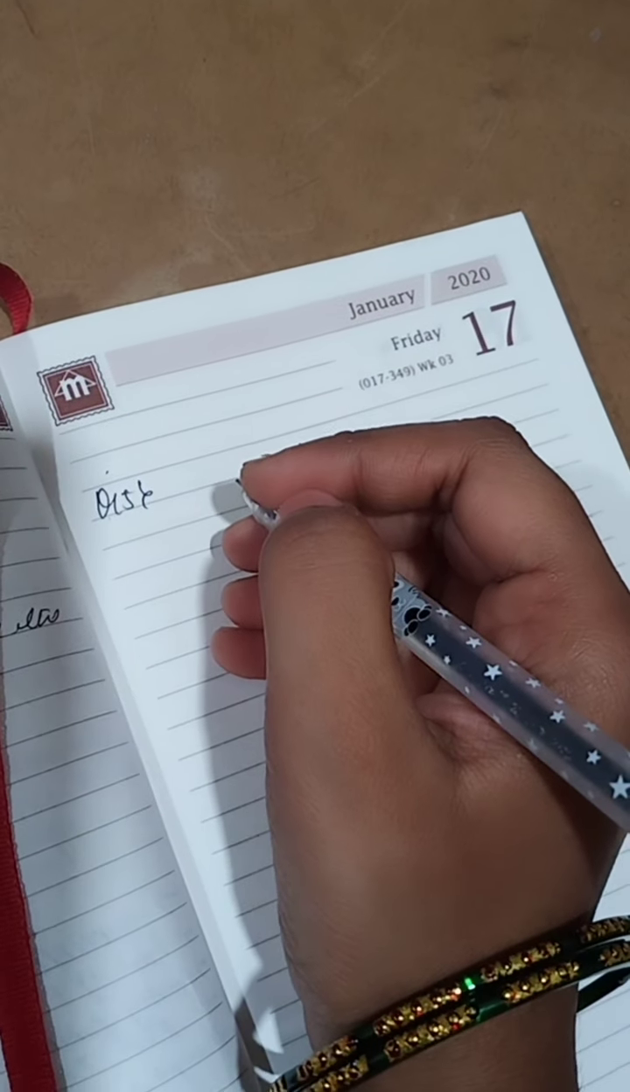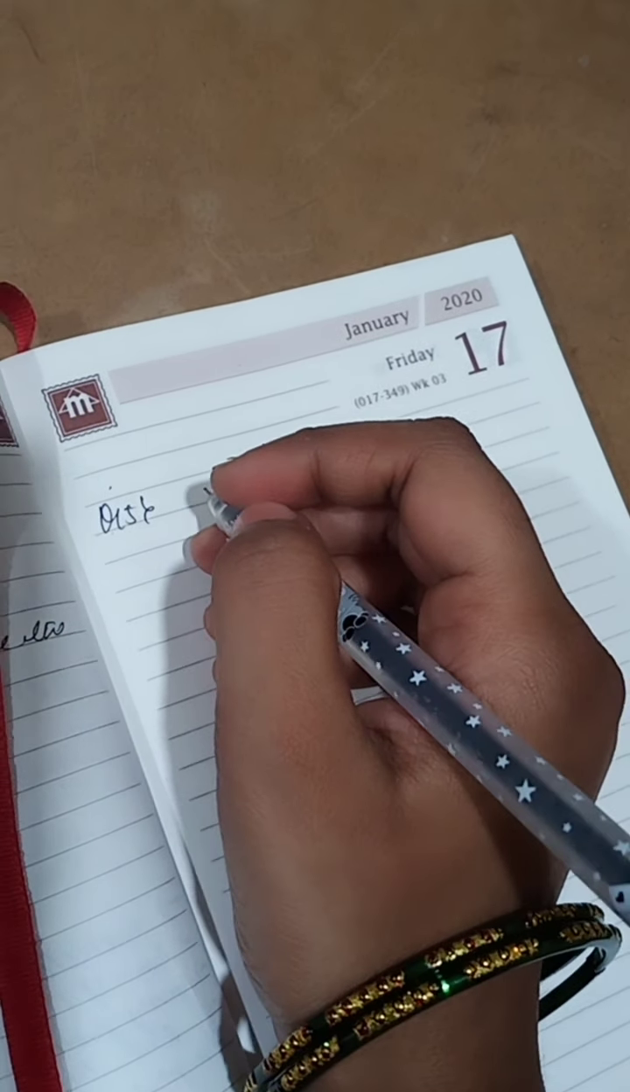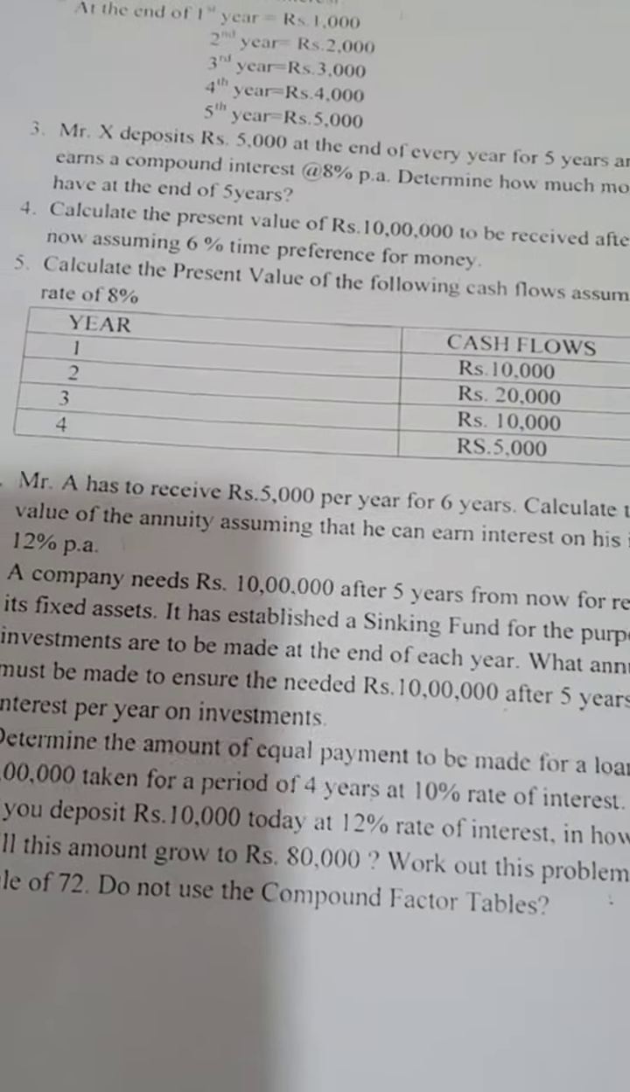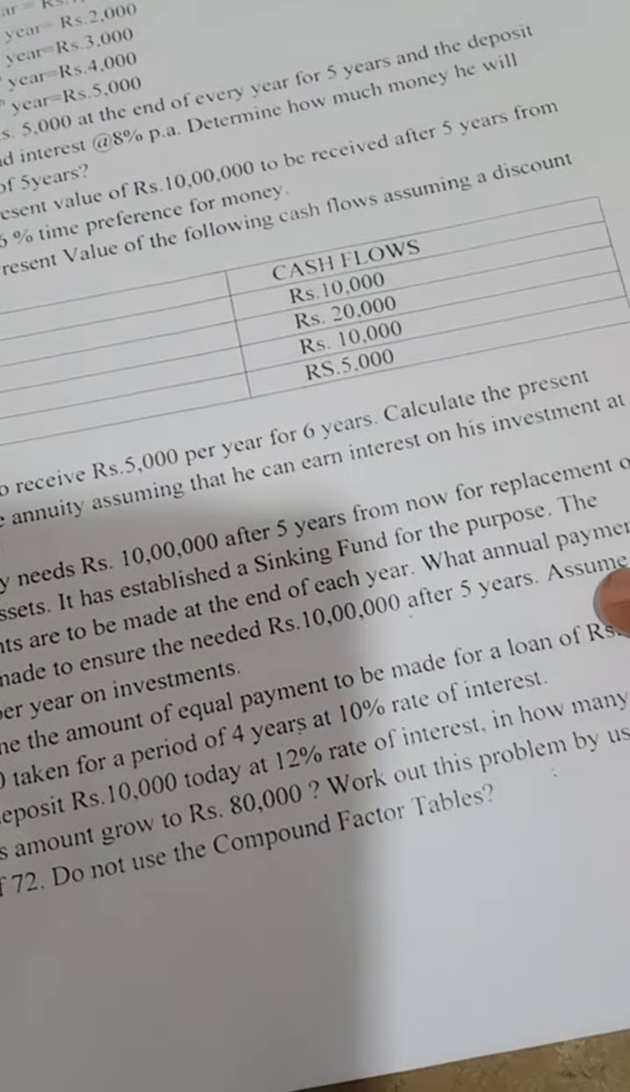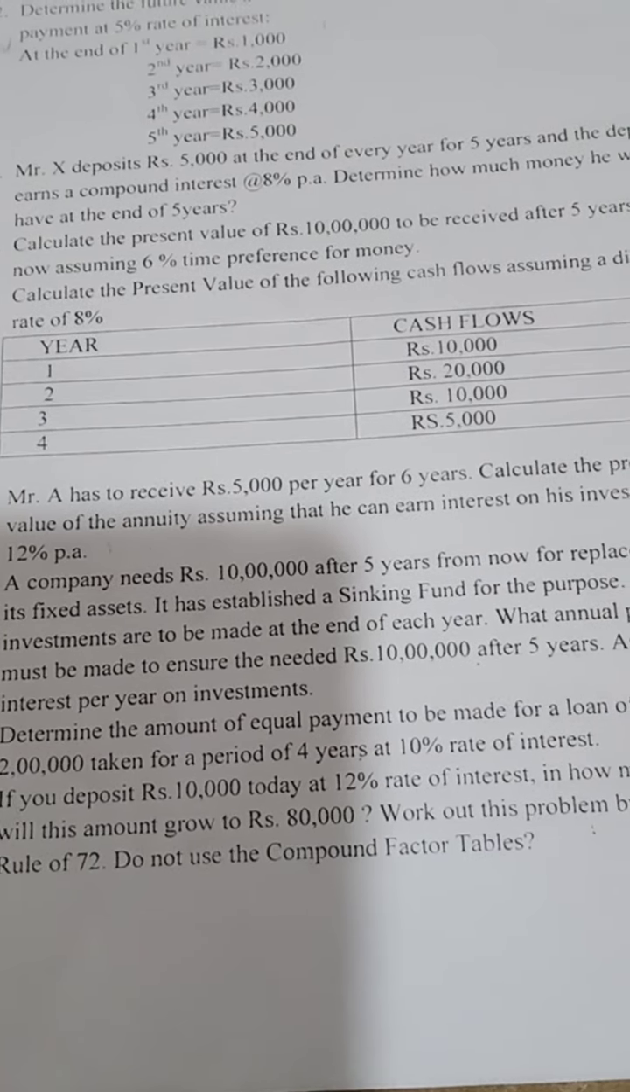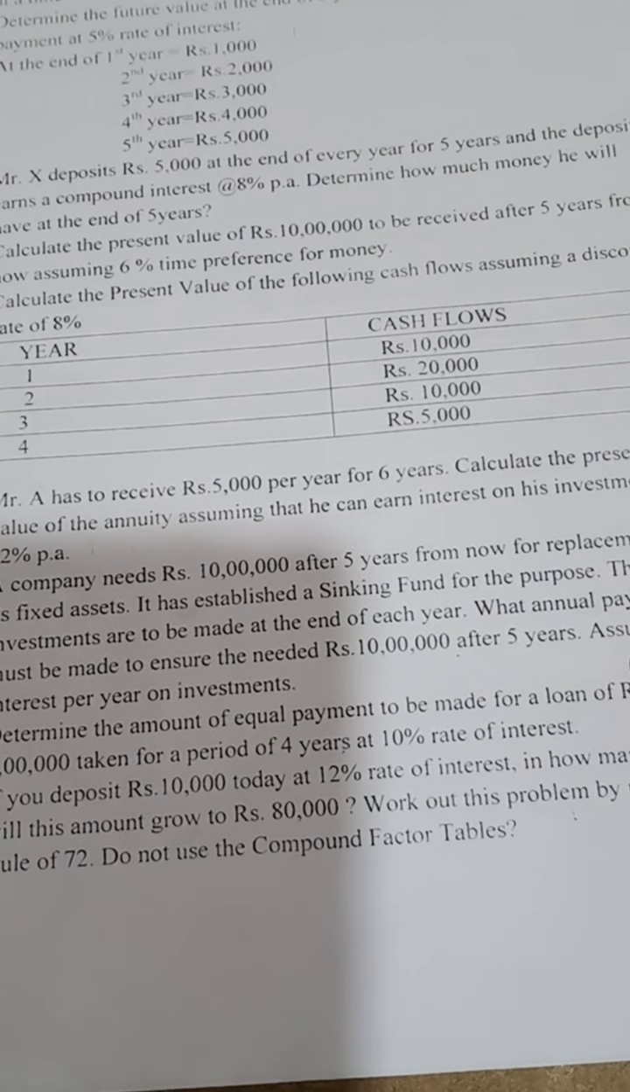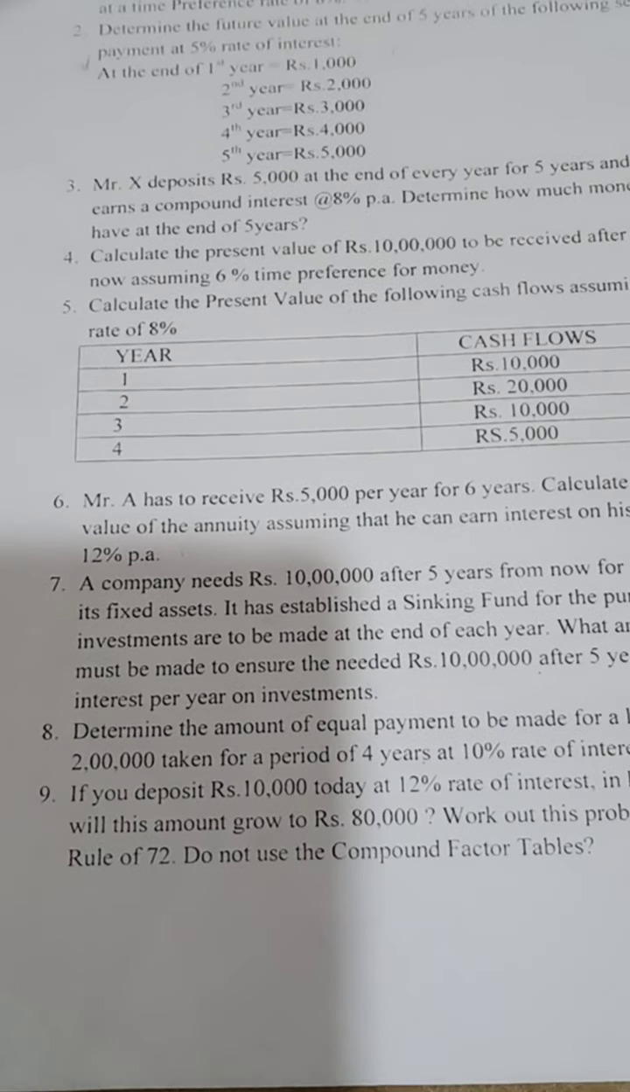Now we are solving question number 5. What is given in the question: calculate the present value of the following cash flows assuming a discount rate. Given years and cash flows: 10,000, 20,000, 10,000, 5,000.